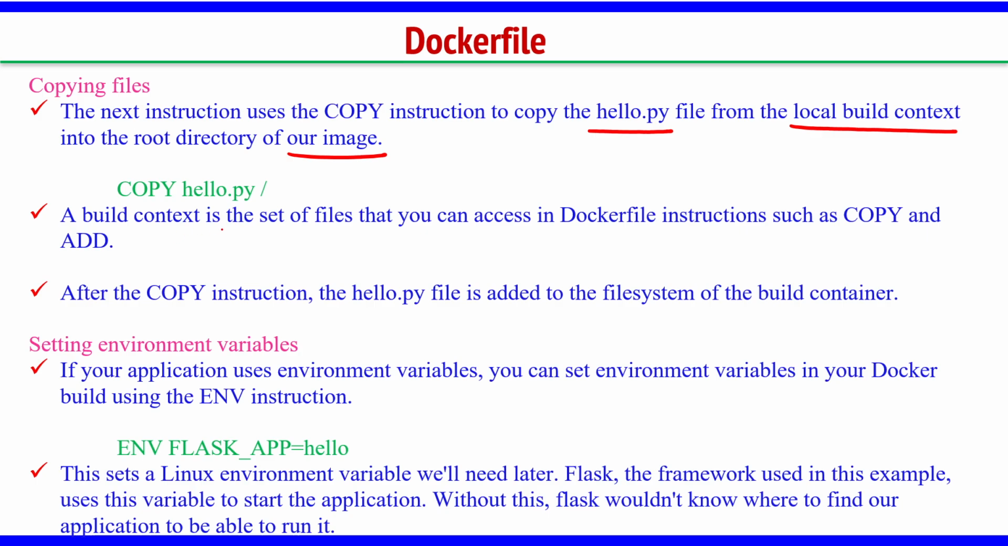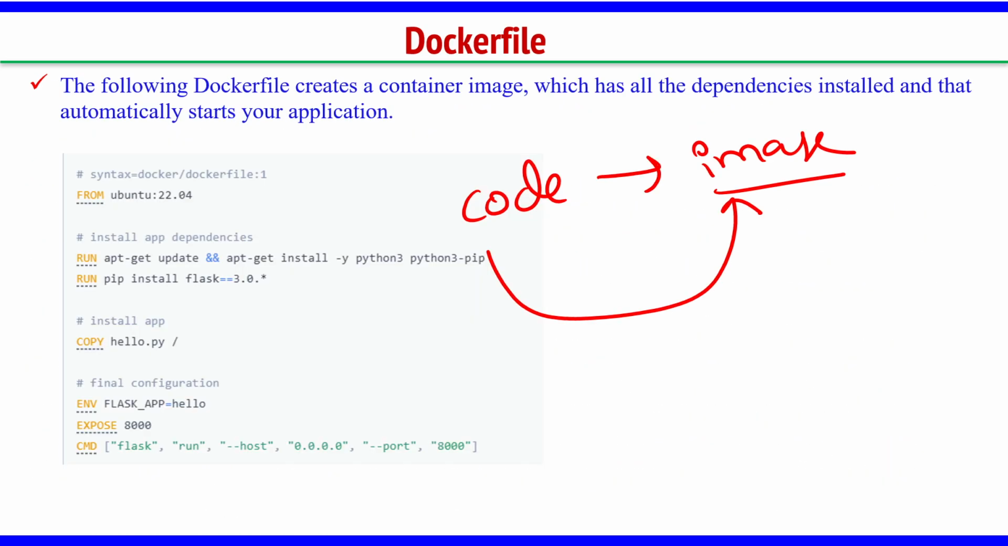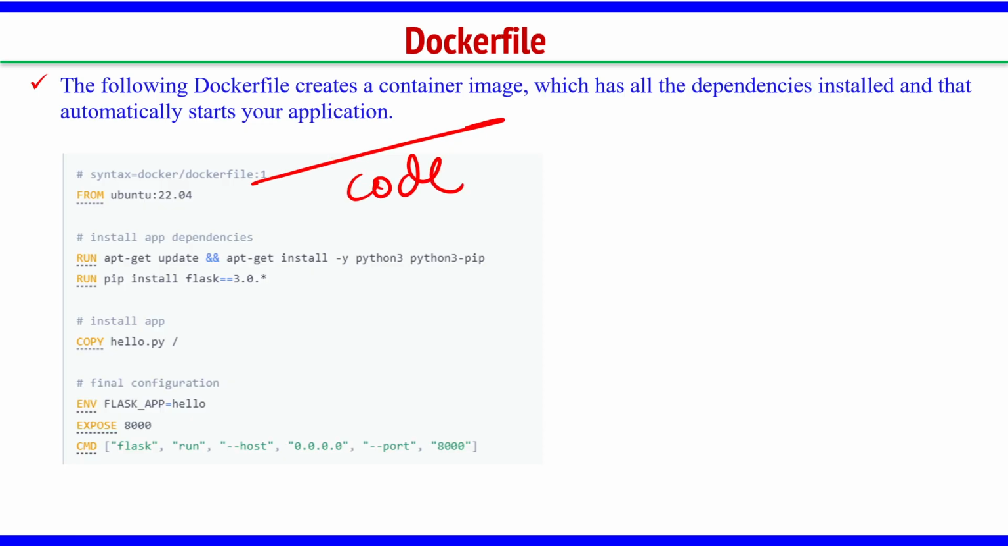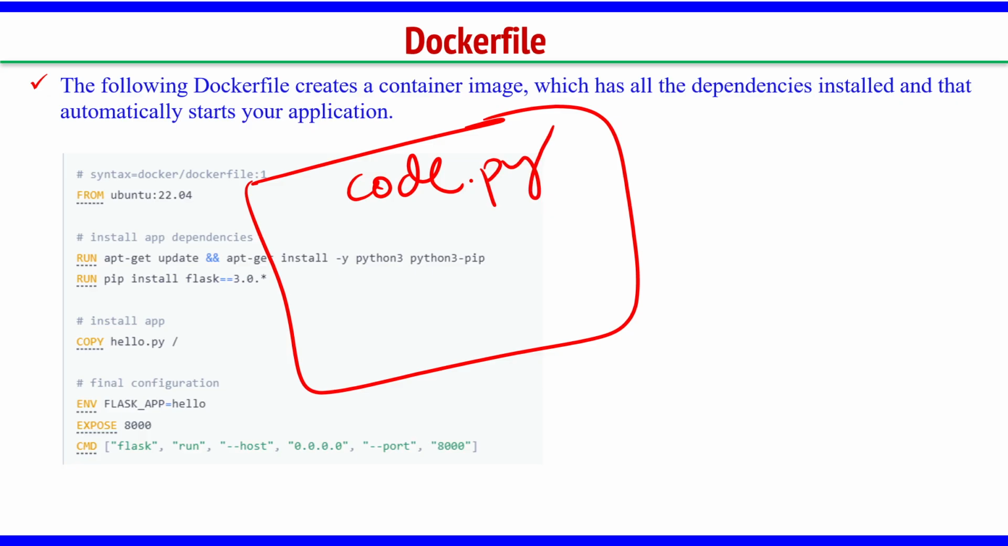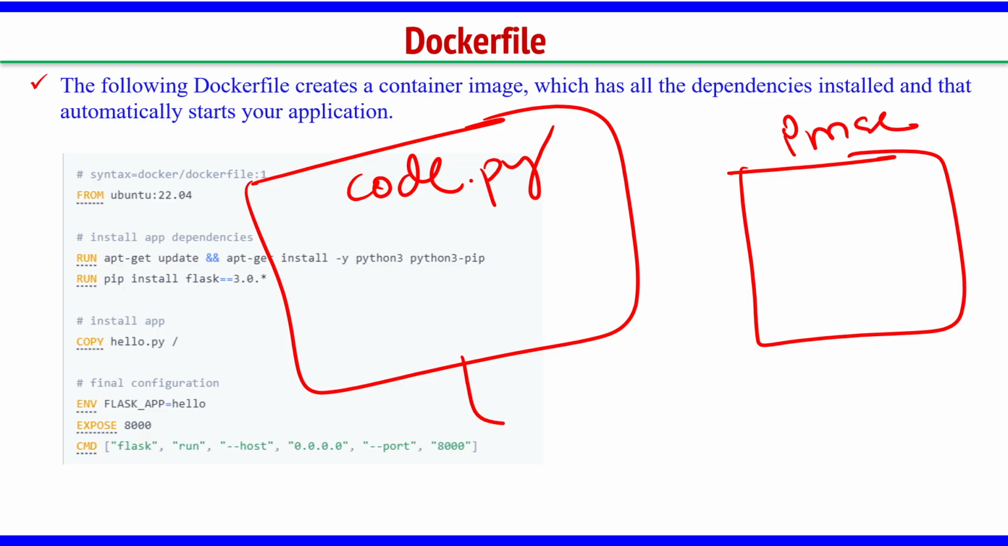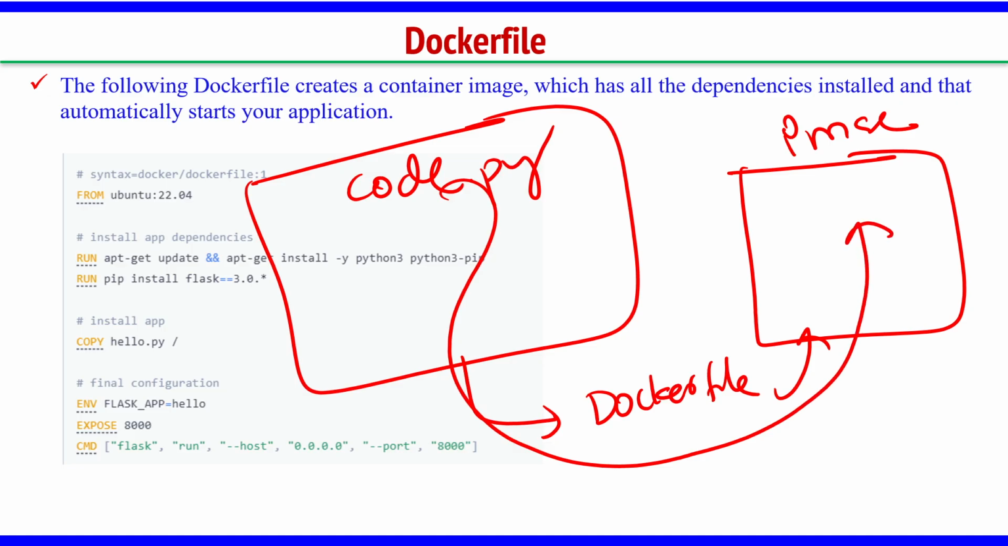A build context is a set of files that you can access in Dockerfile instructions such as copy and add. After the copy instruction, the hello.py file is added to the file system of the build container. Now, understand what we are trying to do here, right. I wrote code separately in some folder, code.py. Now, I am trying to create an image using Dockerfile. So, I have to copy this code via Dockerfile into the image.